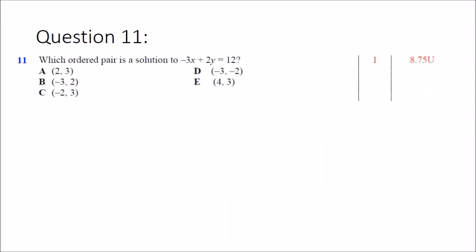Question 11, which ordered pair is a solution to minus 3x plus 2y equals 12? Now this is an 8.75 question, so it's getting a little bit harder and more towards the final things that you need to master to have the year 9 sort of, or the level 9 standard. Okay, so a solution means the values that make that equation true.